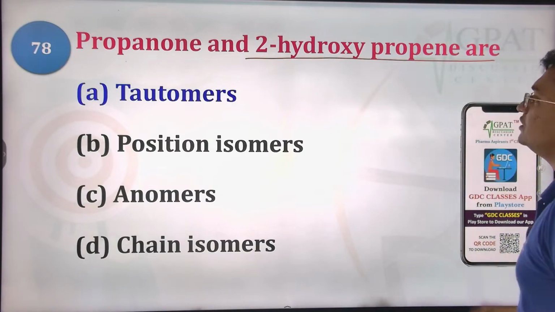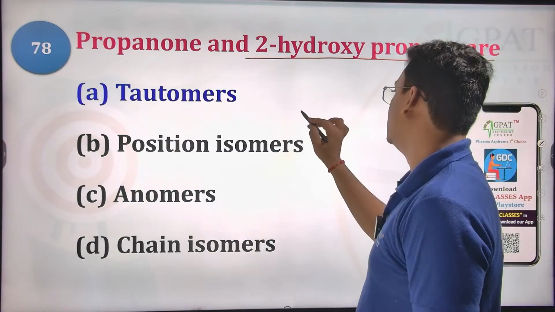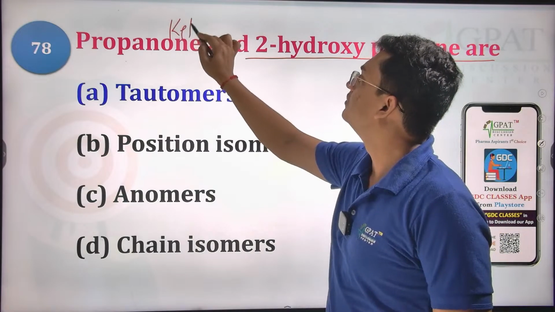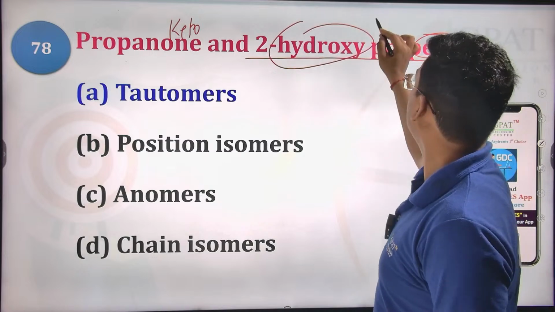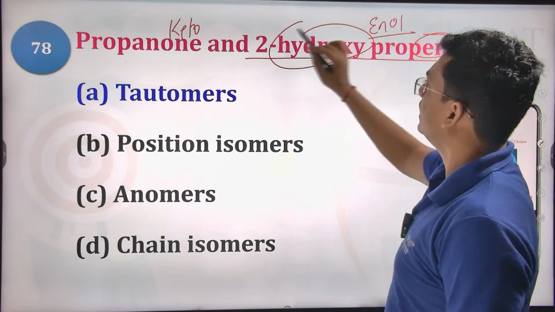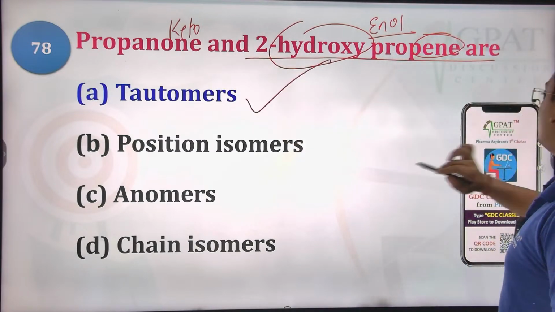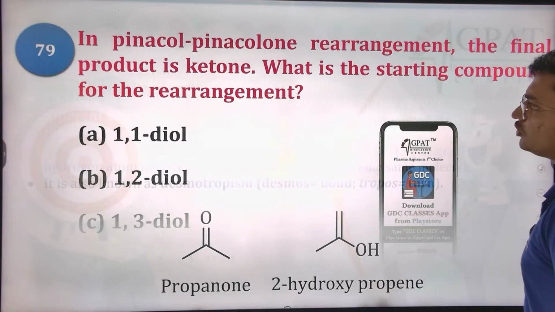Propanone and 2-hydroxypropene, yes, they are tautomers. Propanone is the keto form, and 2-hydroxypropene has an alkene and an ol, so it is the enol form. Keto and enol forms, yes, they are tautomers of each other.